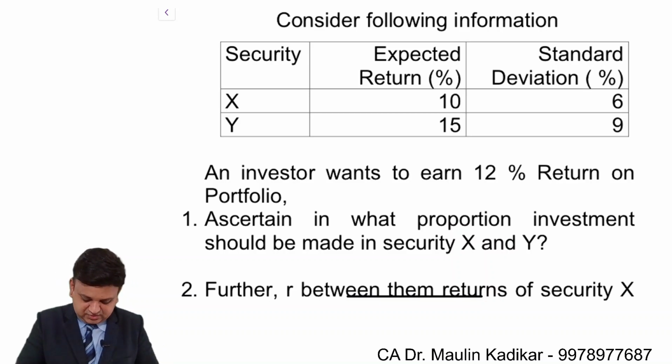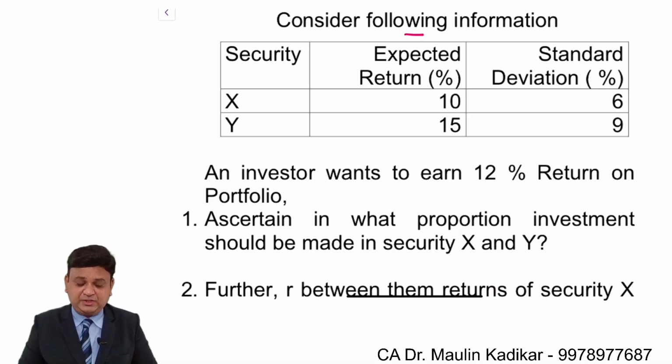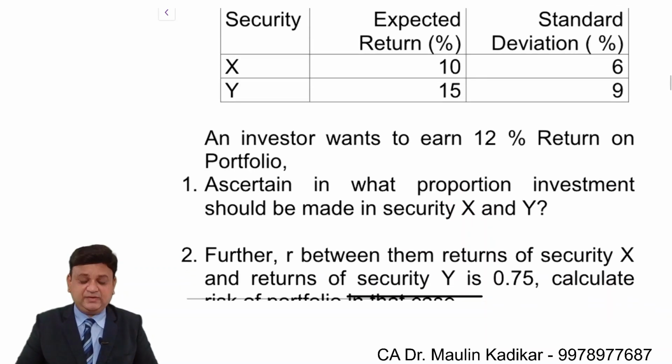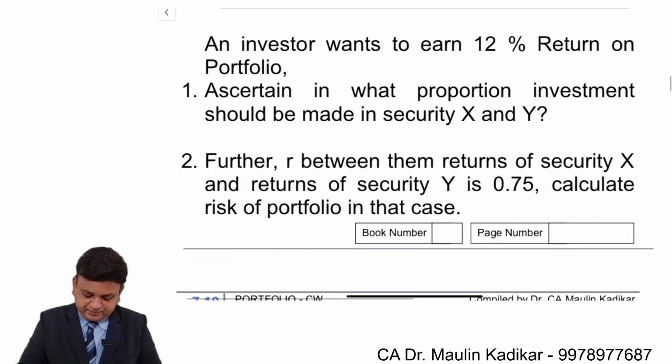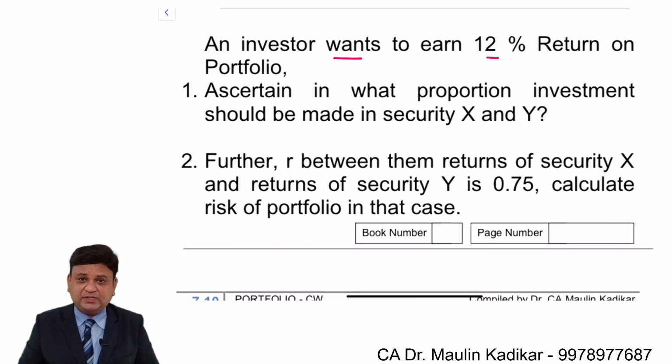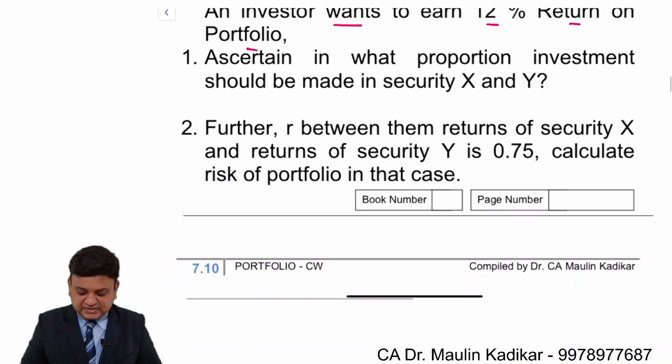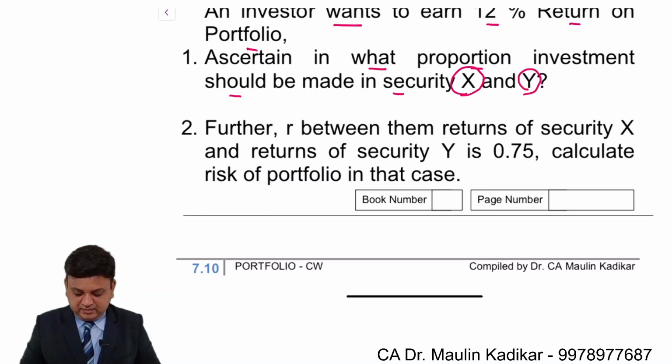Let us see the next question. Consider the following information. Information is given for two securities X and Y. Returns are provided to us: 10% and 15%, and standard deviation is also provided: 6% and 9%. An investor wants to earn a return of 12% on the portfolio. Ascertain in what proportion investment should be made in security X and in security Y.